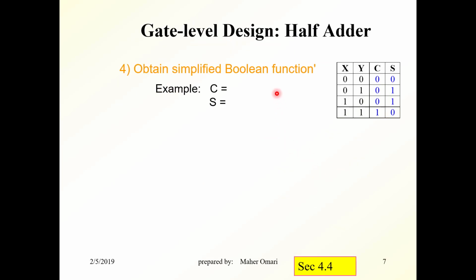Now, the next thing to do in the design procedure is to obtain the simplified Boolean function. From the truth table, we see that C as an output is equal to xy. C is equal to xy. S is equal to x bar y ORed with xy bar, which is actually the exclusive OR of x and y. The next thing to do is to draw the logic diagram of the circuit.